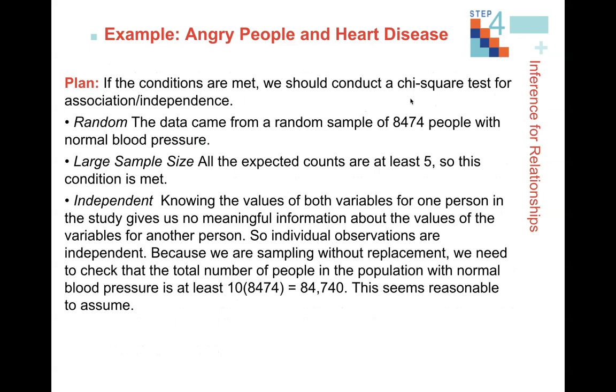If conditions are met, we should conduct a chi-square test. Okay, random, independent, and expected counts. Again, all expected counts have to be greater than or equal to 5. And you have to show these. You have to show these.